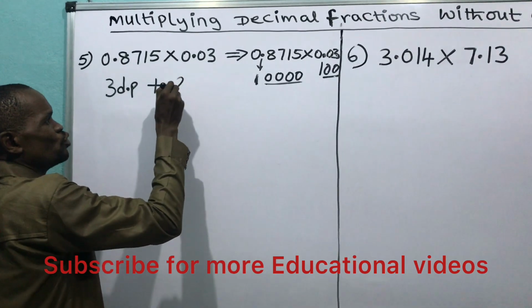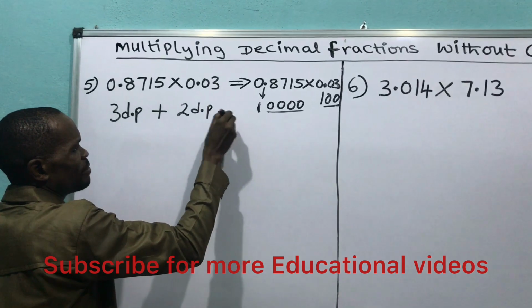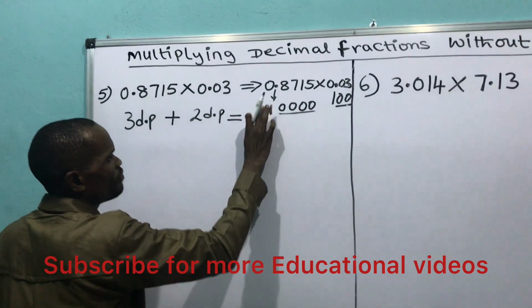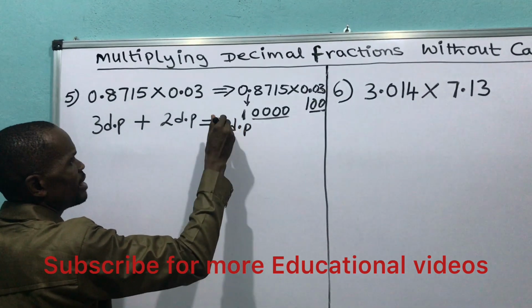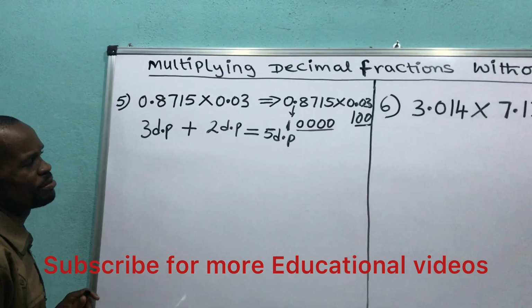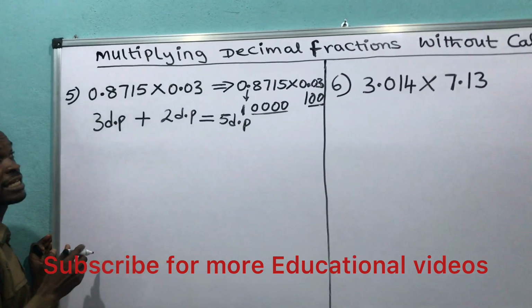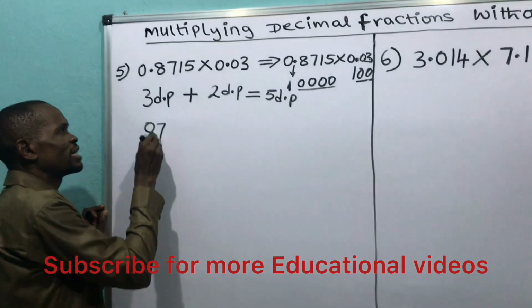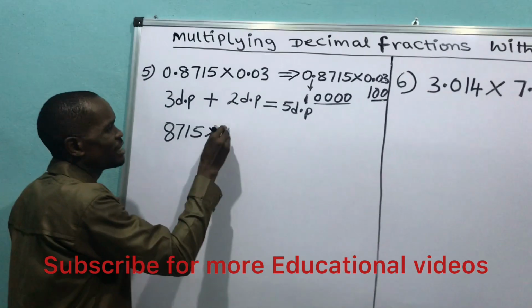0.03 is what? 2 decimal places. Then the two decimal places become what? 3 plus 2, giving me 5 decimal places. That means I have a total of 5 decimal places. I'm going to multiply this as if they are not decimal fractions. That becomes 8715 times 3.